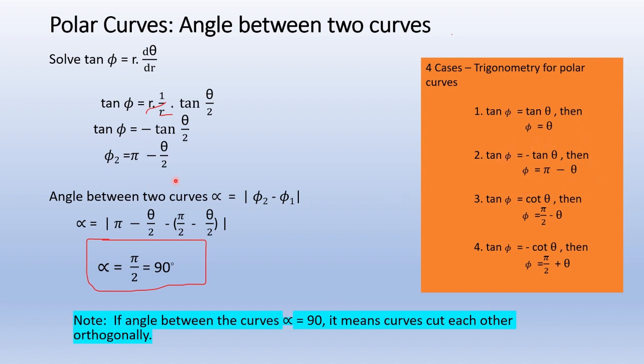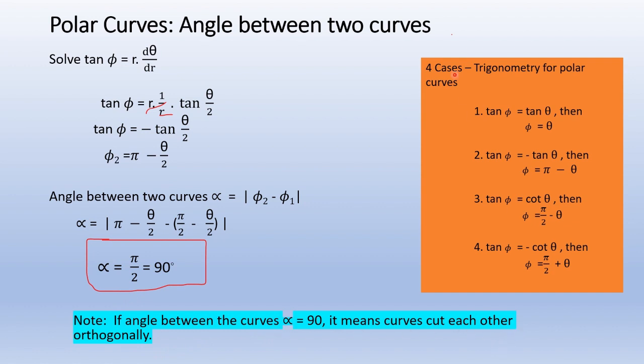Angle between the curves, alpha is given by phi 2 minus phi 1. Substituting the values of phi 2 and phi 1 we get alpha is equal to pi by 2, which is 90 degrees. Note, if the angle between the curves alpha is 90, it means the curves cut each other orthogonally.